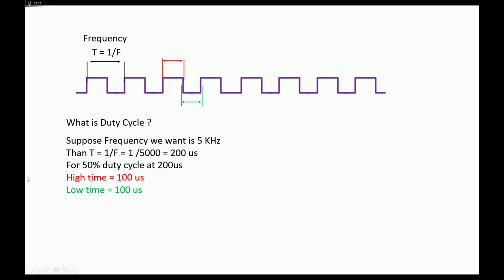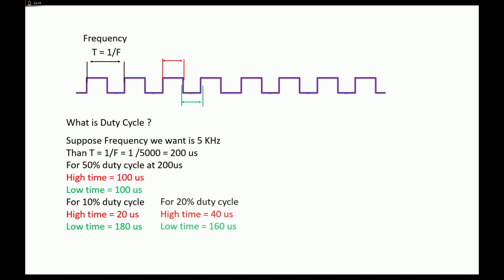So your LED is like half on at 2.5 volts. Similarly, for 10% at 5 kilohertz, it will be 20 microseconds on and 180 microseconds off. So your LED will be at 20% of the applied voltage. Like for 5 volts, it will be, I think, 1 volt. And for 20%, it will be 40 microseconds on and 160 off. For 30%, 60 on, 140 off, and so on. That is how you set the duty cycle.